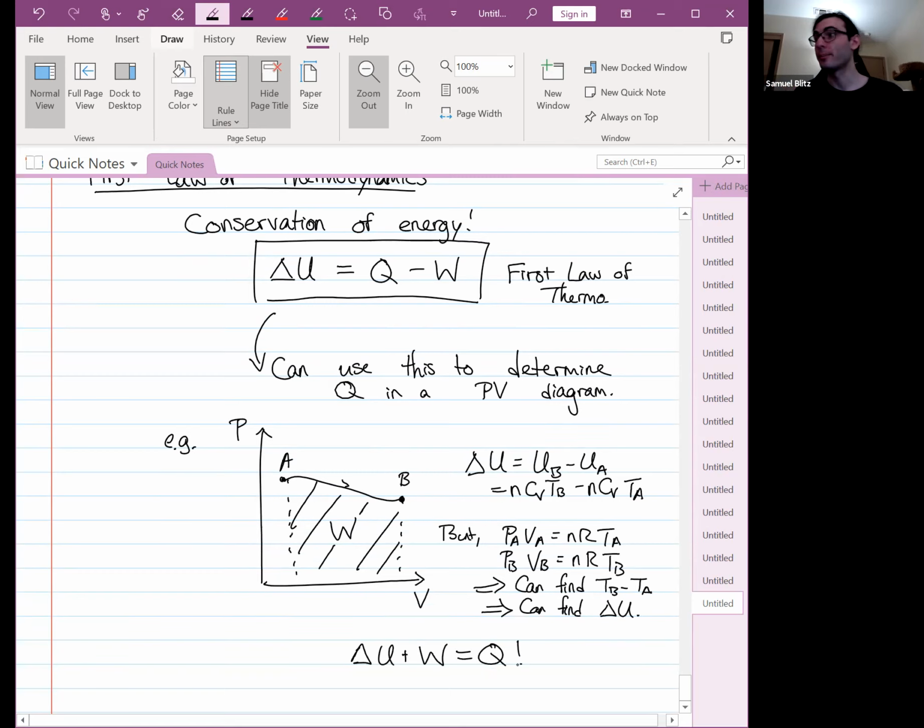So even for processes that are otherwise really complicated, where you wouldn't be able to just write down that Q equals nCV delta T, because maybe the volume is changing with time as the process goes on, you can still find Q just by knowing the work and knowing the change in internal energy.